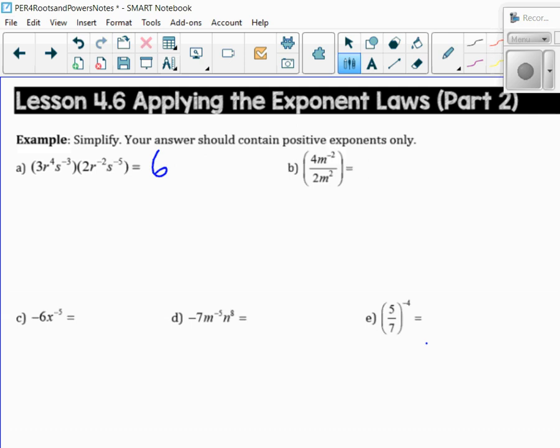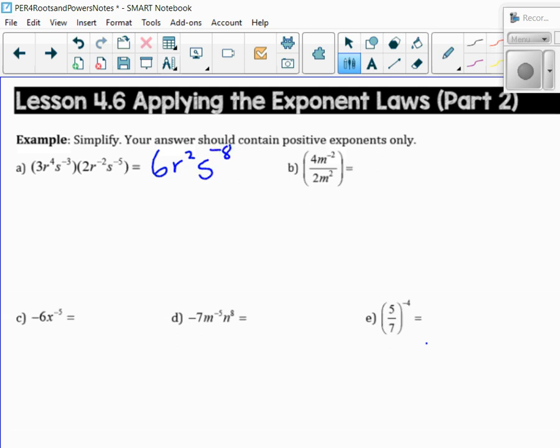Okay. r to the power 4 times r to the power negative 2. We add the exponents. What do we get? r to the power 2. s to the power negative 3 times s to the power negative 5. What do we get there? s to the power negative 8.